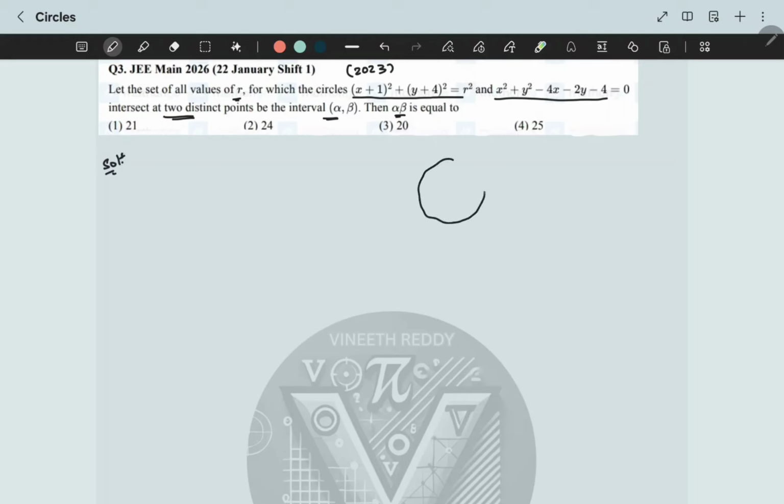So let me recall the concept. What is the condition if two circles intersect? Let us say this is center C1, center C2, this is radius R1, this is radius R2. Of course, the distance between the centers should be less than the sum of the radii, and this should be greater than mod of R1 minus R2. So that is what we have to do here.